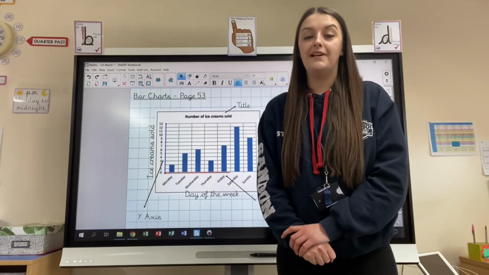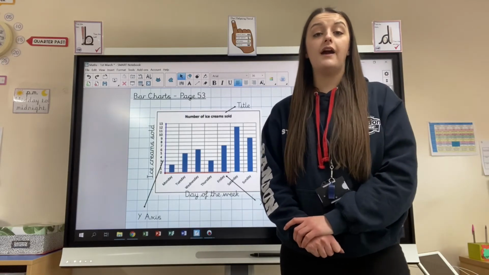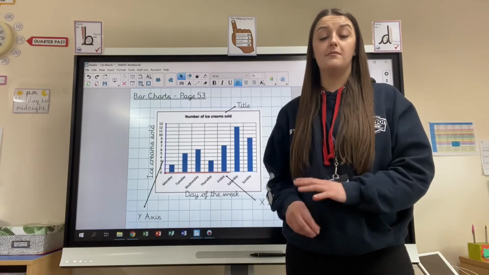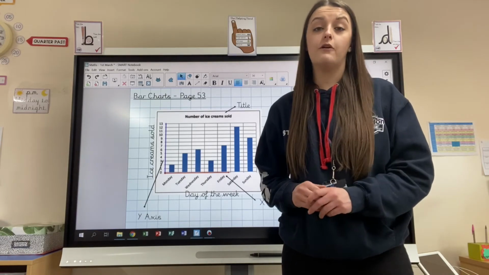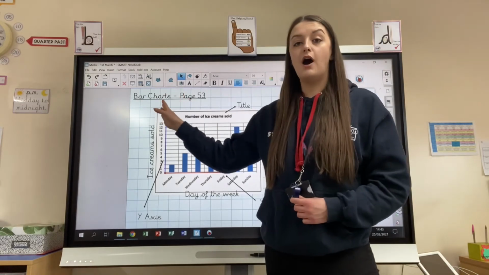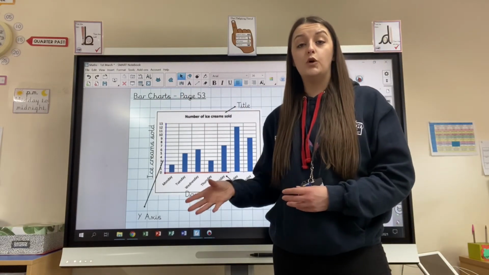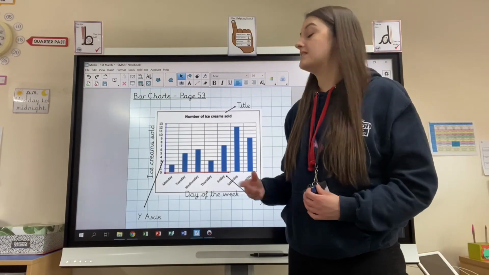Right, so you should have just completed page 52 in your maths booklets. So we're now going to look at page 53 and focus on some similar questions to the ones that you've got in your booklet today. So on page 53, we're going to be looking at bar charts. Now, a bar chart is another way that we can record and present data, the information.